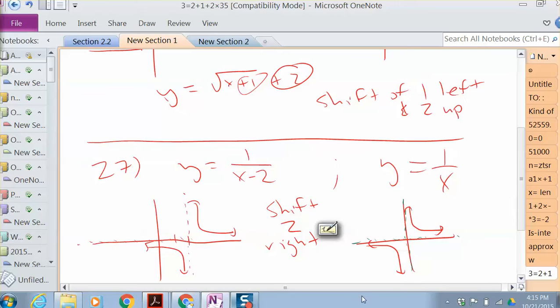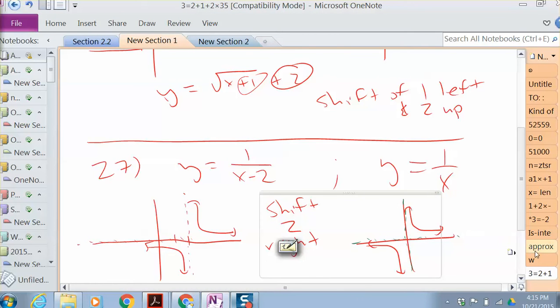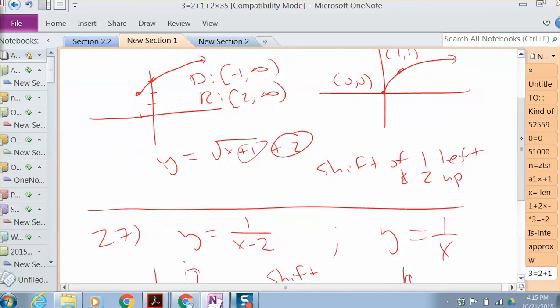Okay, good. That makes me a little bit happier. I was like, I wish we didn't have to see it the whole time. Okay, next one. Oh, domain range, sorry. Got a little distracted there.